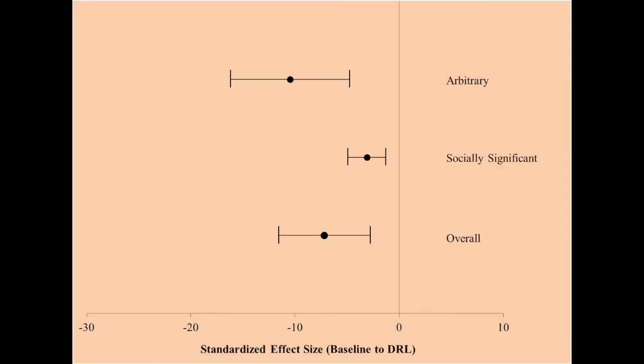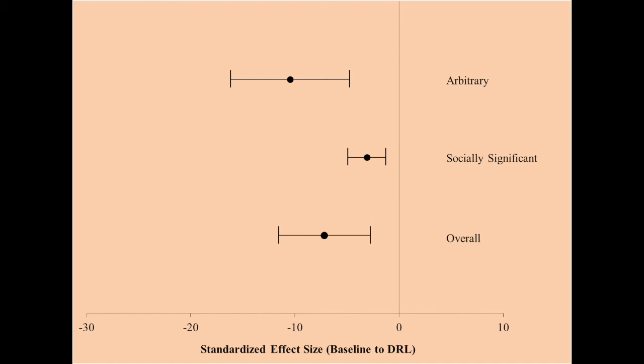A nice way to display these data is to construct a forest plot. This plot shows the average effect as the center data point, and then the confidence intervals are the error bars. And this is just a nice way to visualize the moderation effect. On the bottom here, I have the overall effect. This is regardless of target response type, so combining both arbitrary and socially significant responses. And then the top two show the effect separately for an arbitrary response and a socially significant response. It's just a nice way to really visualize that moderation effect.